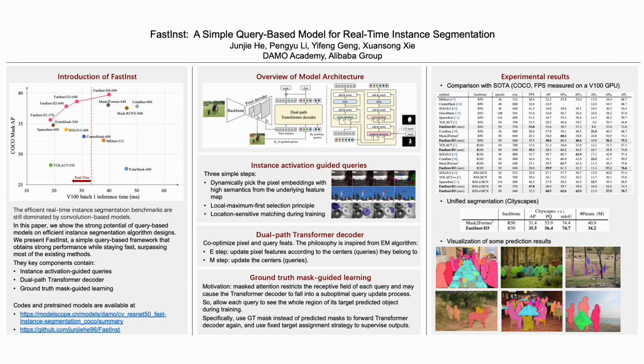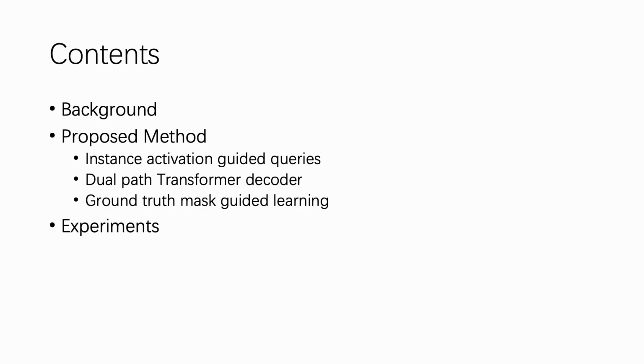FastInst can execute at a real-time speed while yielding an AP of more than 40 on COCO testset. The key designs of FastInst include instance activation guided queries, dual path update strategy, and ground truth mask guided learning. The experiments verify the effectiveness of FastInst. Now, we detail our method. The whole contents include 3 parts: background, the method we propose, and the experiments.